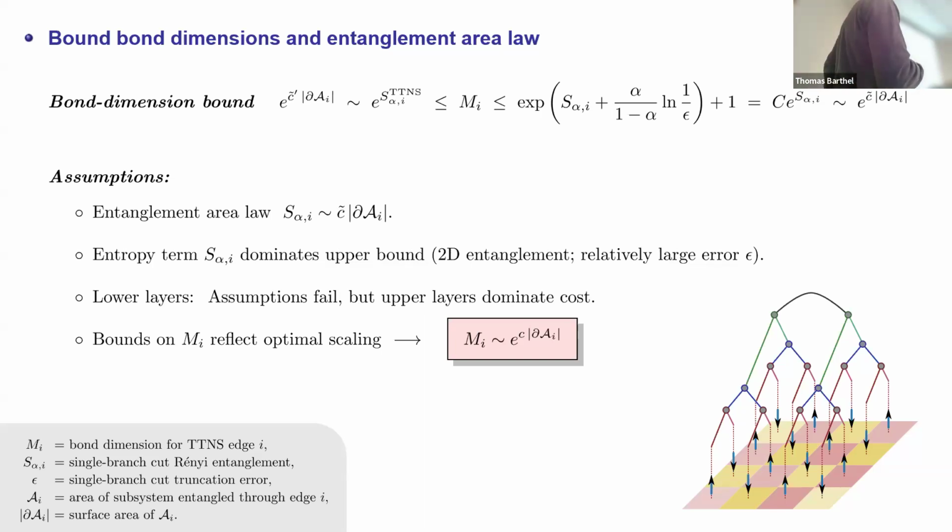Okay, so we have that these bond dimensions have to scale exponentially in the surface area of the bipartition of the system, right? So, as I said, every leg connects certain subsystems of our total system, and the area that occurs here is, let's say, the size of this interface between the two subsystems.